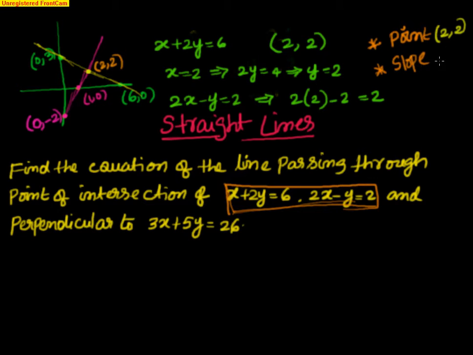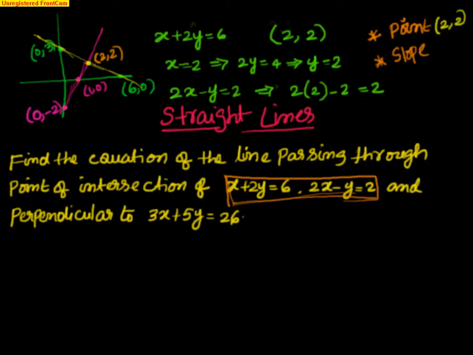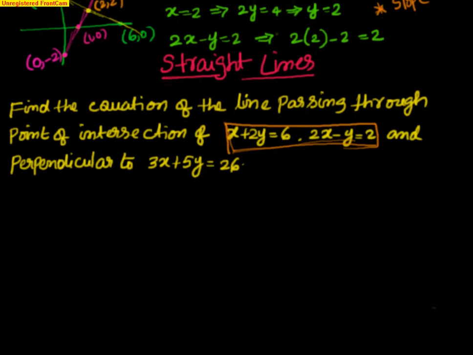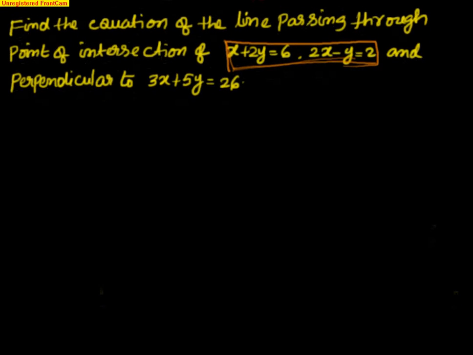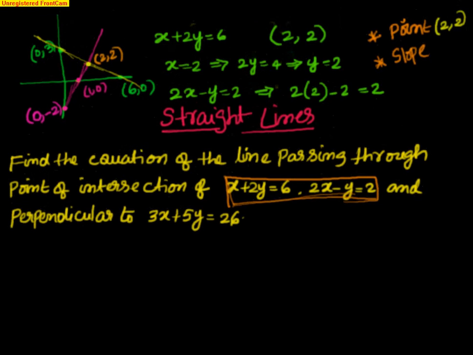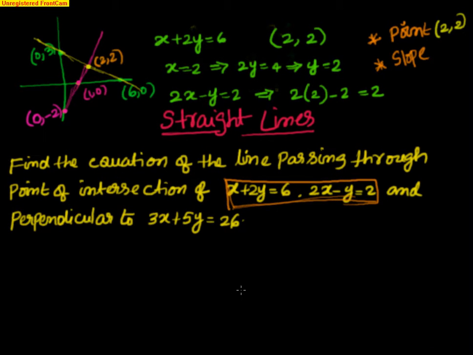Now we have to find out the slope. If I find out the slope, then I can go for point slope form. You have so many methods, so many ways to do this. Okay, now what's the second thing given? Perpendicular to 3x plus 5y equal to 26. Now let's try to draw how this looks like. 3x plus 5y equal to 26.